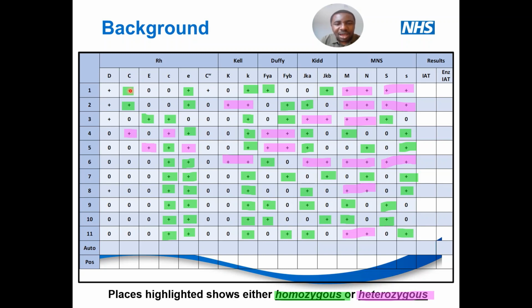Now, let me give you another example. If you come to E in cell number 3, big E is positive, small e is negative. Therefore, big E is homozygous in cell number 3. Little c is positive in cell number 3. Look, big C is negative in cell number 3. Therefore, little c is homozygous. And if you look at all these places, little c is positive and big C is negative. That means in all these places, little c is homozygous. Then if you look at little e, it is positive on cell number 1 and 2, and big E is negative in cell 1 and cell 2.